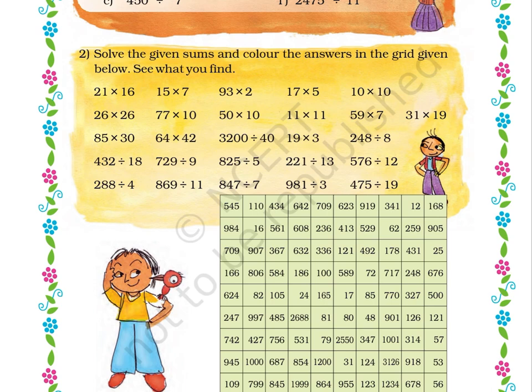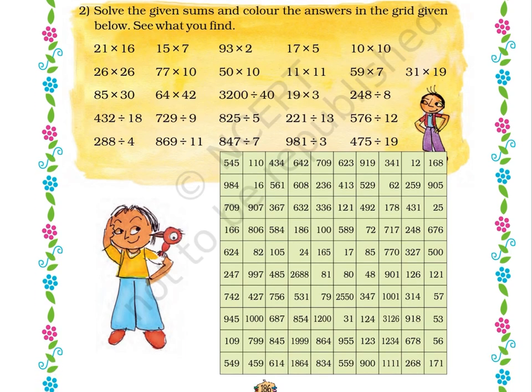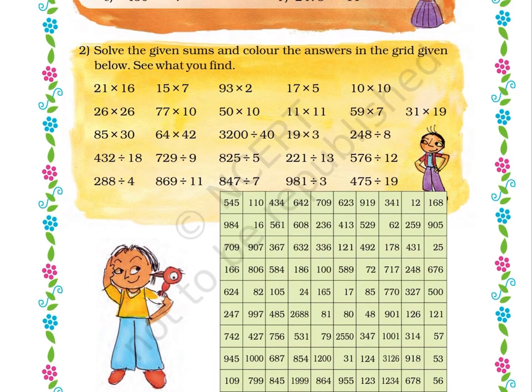825 divided by 5, 847 divided by 7, 17 multiplied by 5, 11 multiplied by 11, 19 multiplied by 3, 221 divided by 13, 981 divided by 3, 10 multiplied by 10, 59 multiplied by 7, 248 divided by 8, 576 divided by 12, 475 divided by 19, and 31 multiplied by 19.